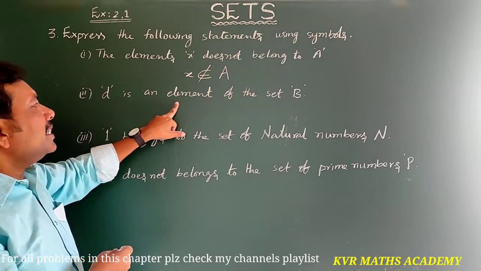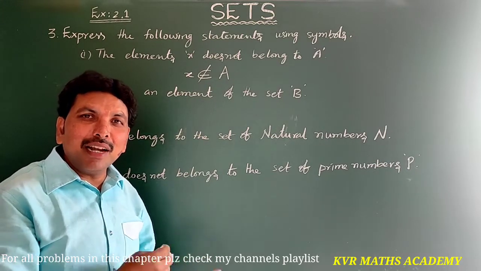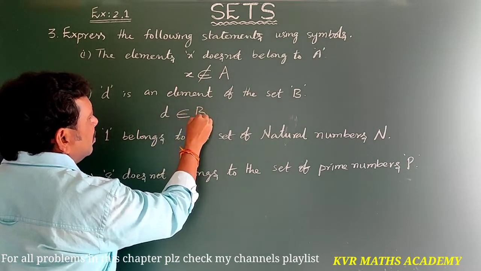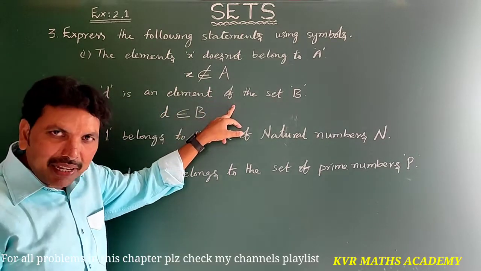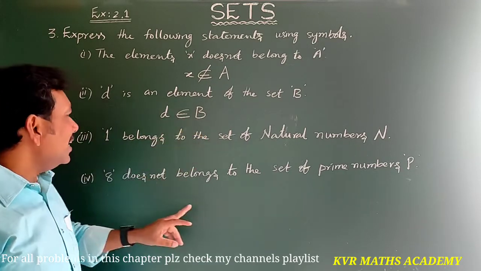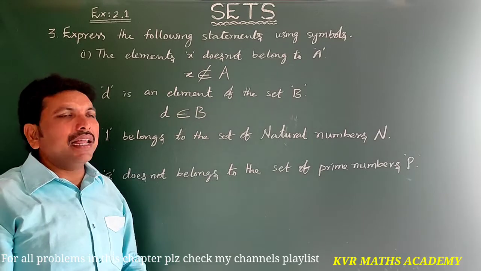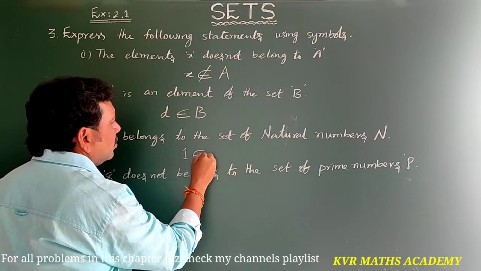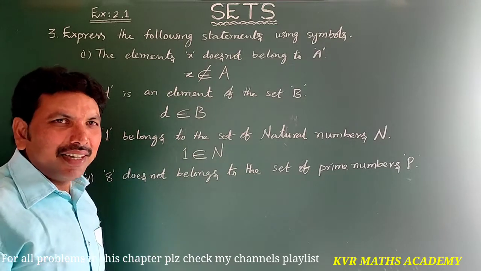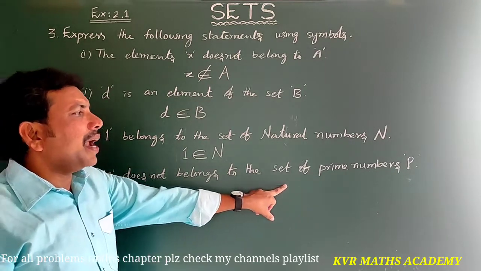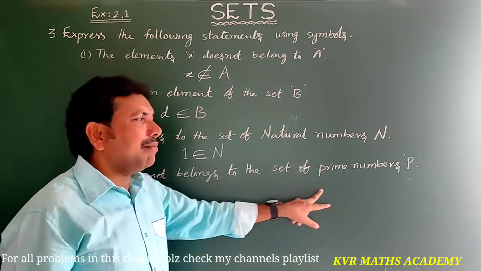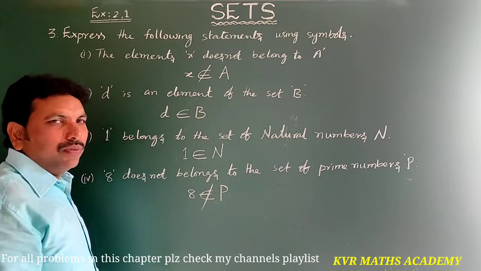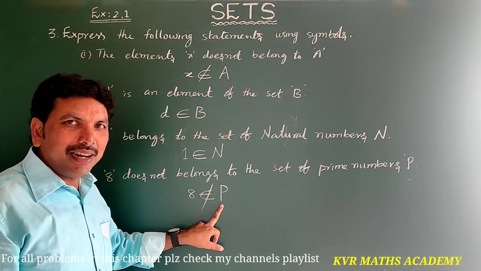Right, second one. D is an element of the set B means yes, D belongs to B. Next, 1 belongs to the set of natural numbers N, which means 1 belongs to N. Next, 8 does not belong to the set of prime numbers P, which means 8 does not belong to P. Is it clear? Note it down.